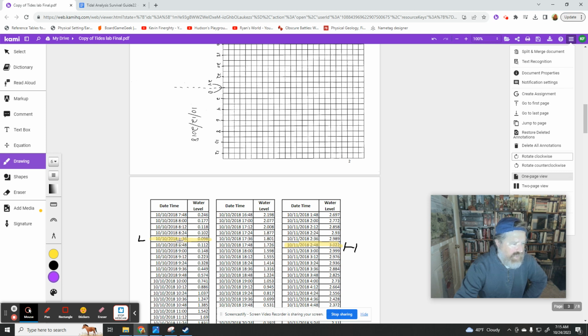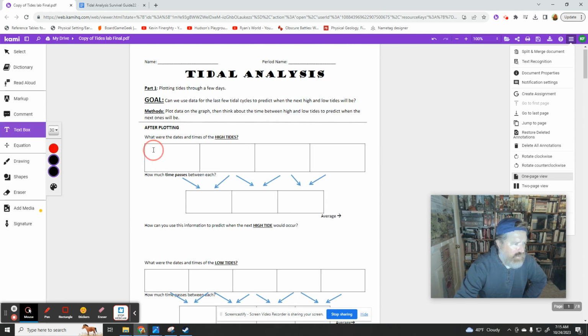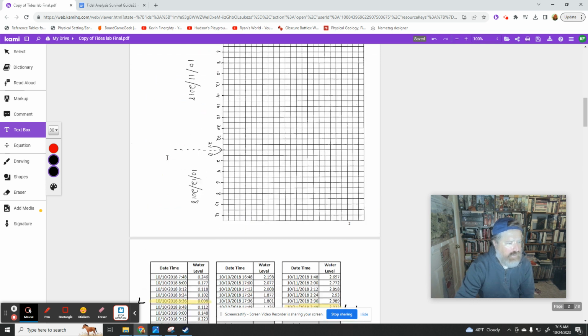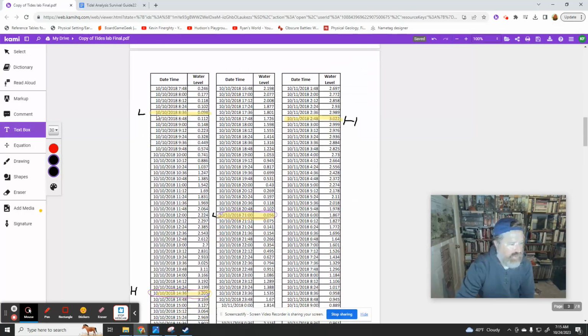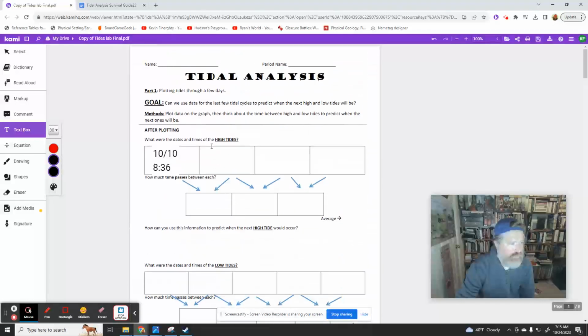So if my first one's at 10:10 at 8:36, that's what's going to go up in this box. That's my first high tide. When's my next high tide? I'm sorry, that's my first low tide. When's my next low tide? It was 10:10 at 21 even. At 21 o'clock, right? Again, that's military time.